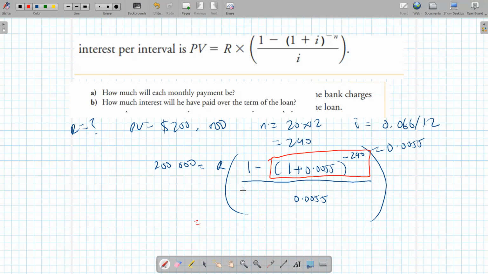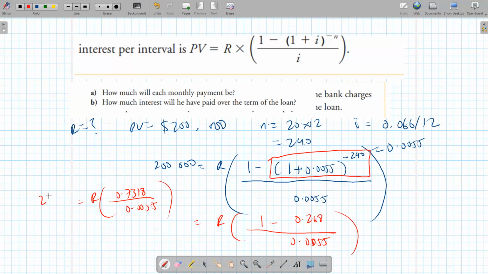So you have 1 plus 0.0055 to the power negative 240, right? I got 1 minus 0.268. And then 1 minus 0.268, that is going to be 0.7318 over 0.0055. That equals 200K on the side.